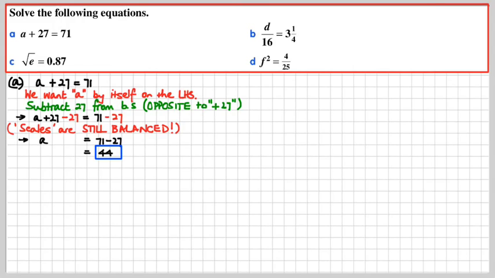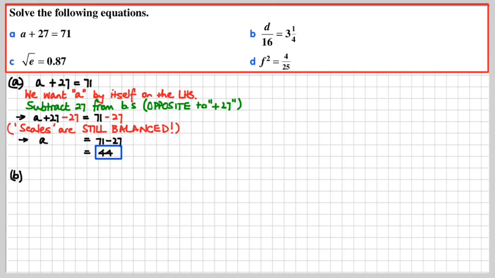And if we indeed check that out, if we take 44 and add 27 to 44, we will get 71. So we're feeling terrific, because we've basically played the game, kept the scales balanced, and played the game of opposites until A was the last man standing.